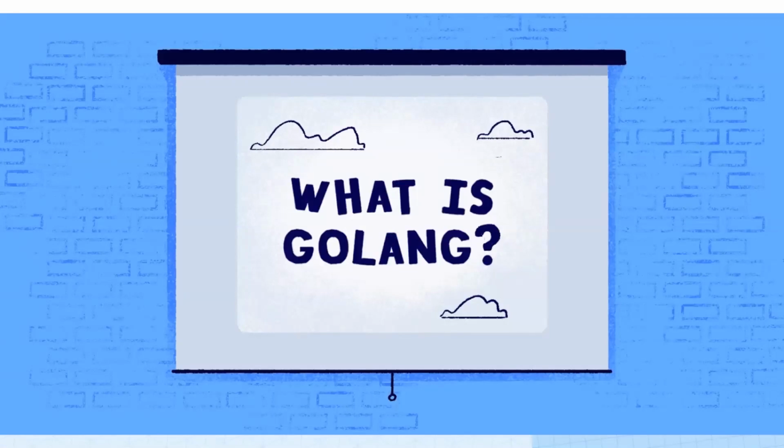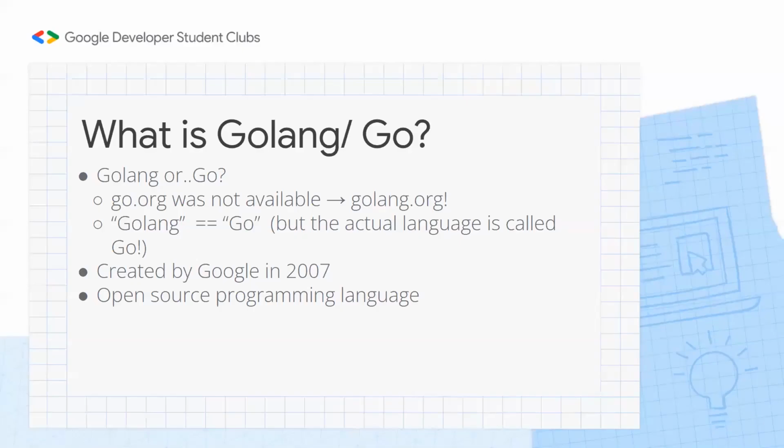So first, let's talk about what Go or Golang actually is. One question I had when I was first introduced to this language was, is it called Go or Golang? When the language was first created by Google in 2007, the URL go.org was not available, so they just went for golang.org. As a result, some people use Golang interchangeably with Go, but the actual language is called Go. And one super cool thing about Go is that it's an open source programming language, which basically means that the code for Go is openly shared, so you can voluntarily improve the design of the software.